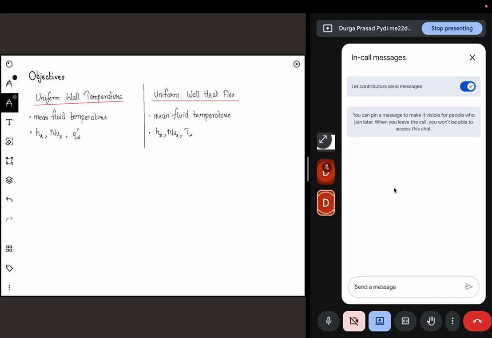So what are the scenarios when you have uniform wall temperature? Why do we have these two different boundary conditions? Why not anything in between? Of course, we can have anything in between, but these are the extreme cases. So for example, if you have a fluid flowing through some pipe, and the material of the pipe is highly thermally conductive, so that the axial conduction is neglected, in that case the temperature along the wall will be uniform.